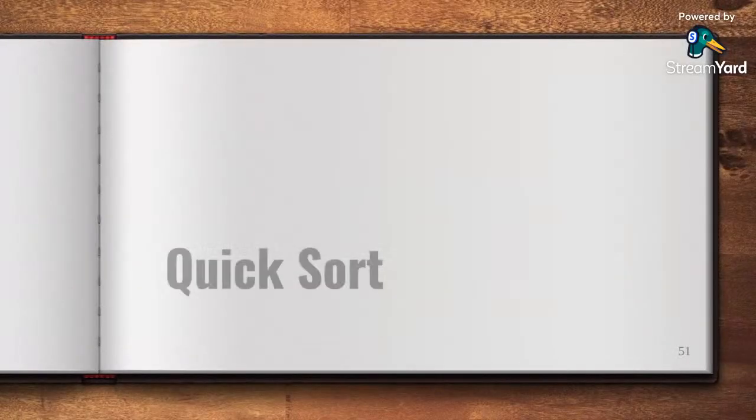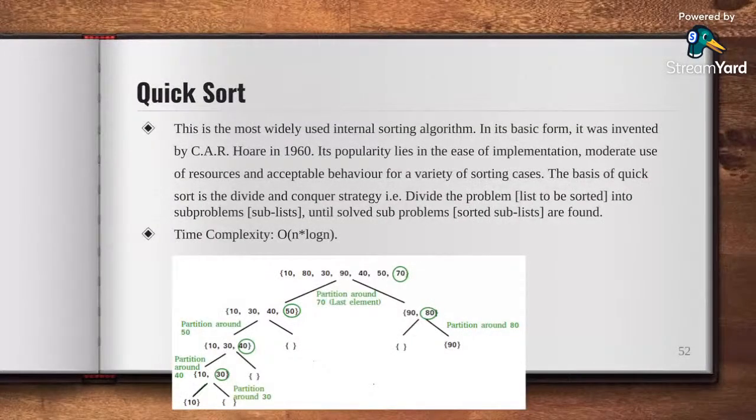Okay. Quicksort. This is the most widely used internal sorting algorithm. In its basic form, it was invented by Tony Hoare in 1960. Its popularity lies in the ease of implementation, moderate use of resources, and acceptable behavior for a variety of sorting cases. The basis of quicksort is the divide and conquer strategy. Divide the problem list to be sorted into sub-problems until the solved problem is found.